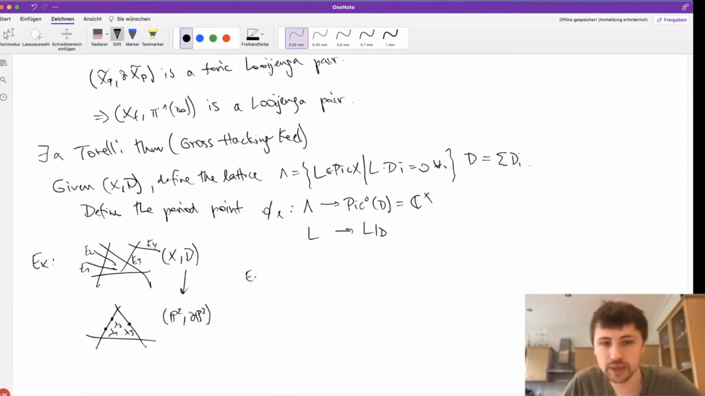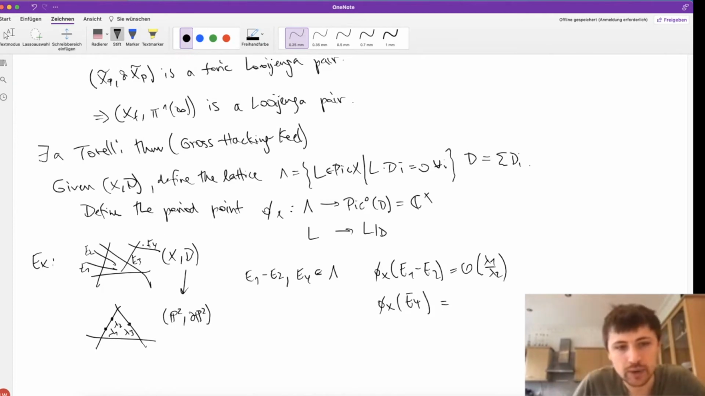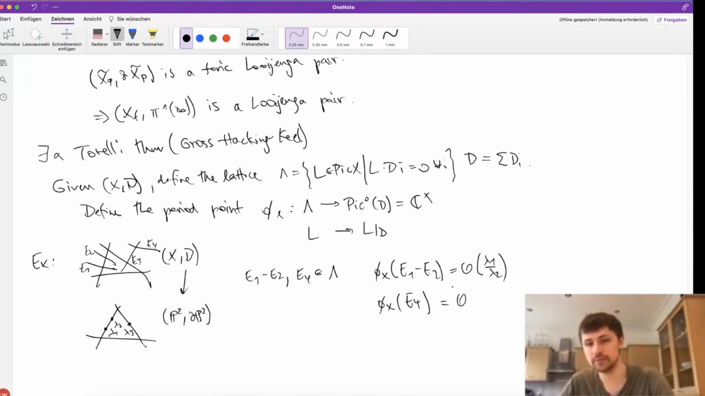Now we see that both E1 minus E2 and E4 are elements of that lattice. So this condition is satisfied for both of these classes. So let's just compute the period points. If I restrict the line bundle E1 minus E2 to D, I get O of lambda1 over lambda2. But if I restrict the line bundle of E4 to D, well, E4 doesn't meet the divisor at all. So I just get the trivial line bundle.